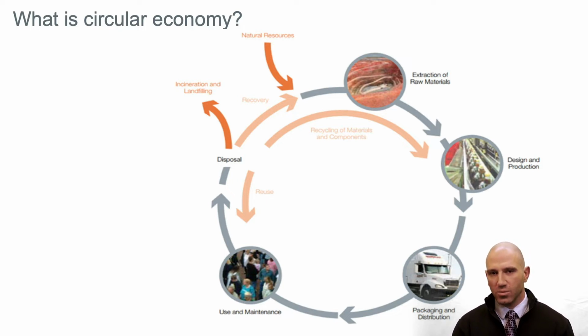So we may be using more natural resources, but if we're bringing resources that are part of a system, part of a product, back into that loop, we're eliminating the need to extract the full amount of those natural resources and make the product in the first place.